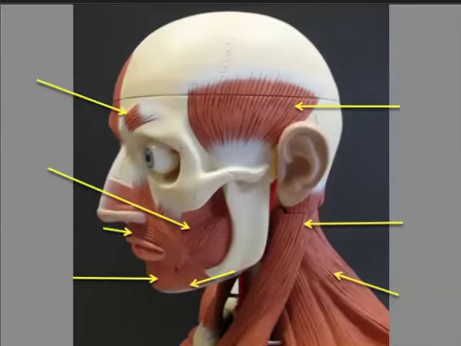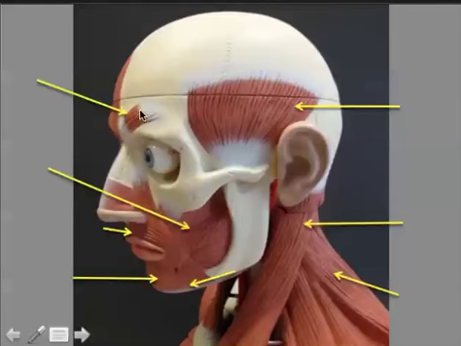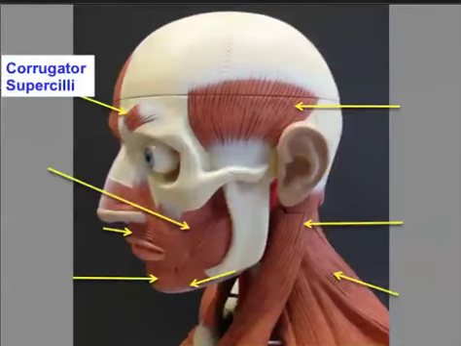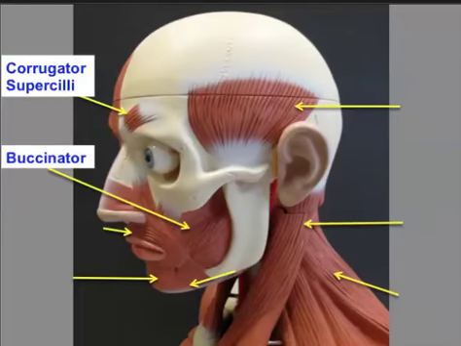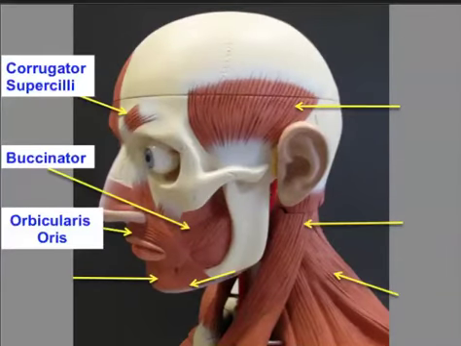So first thing we're looking at is a side view, lateral view of the cervical and the cranial region. And we want to know what is the name of this muscle. This is the corrugator supercilii, muscle that helps you frown. Next, what is this muscle down here? Okay, this muscle down here is the buccinator, and it's the muscle that helps you suck and blow. Next muscle, what is this muscle here? This is the orbicularis oris. This helps you open and close the oral cavity, the mouth.